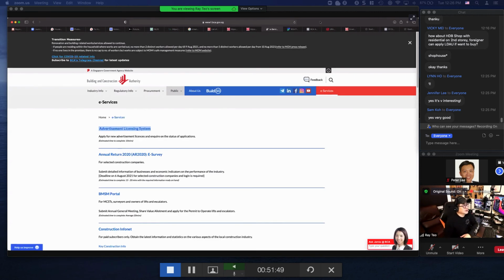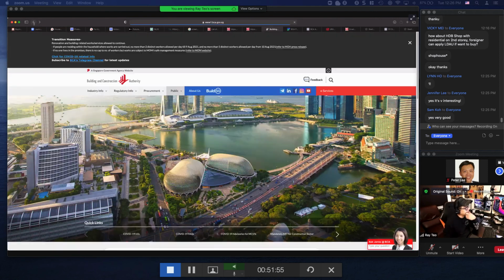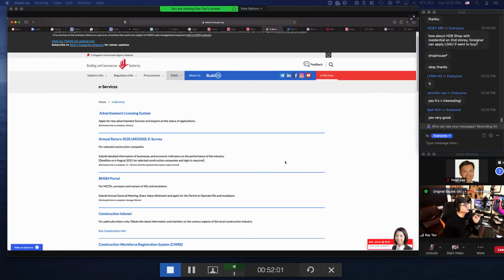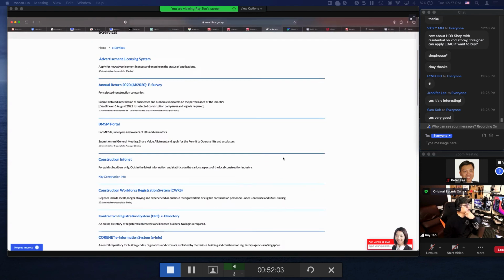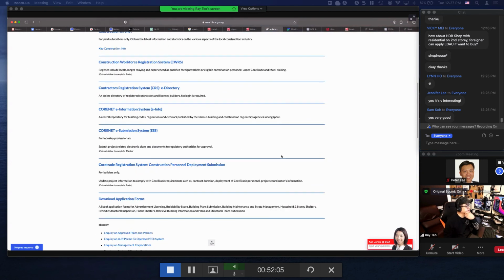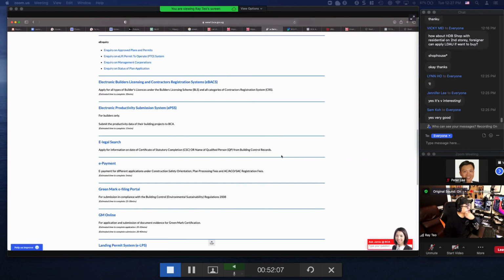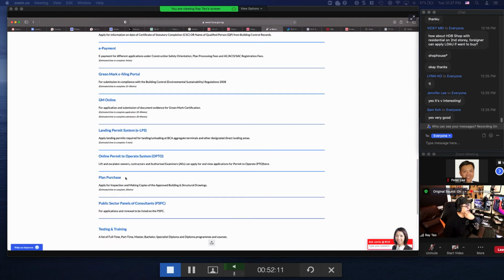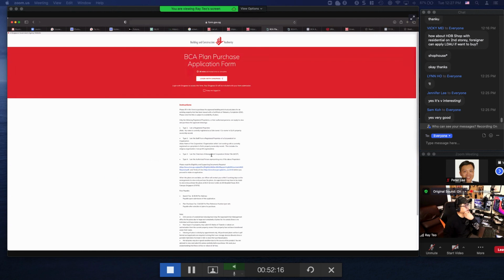Without looking at the notes, I'm going to share with you this. This is the BCA website. How do you get here? You go to the BCA website and click on e-service. Once you click on e-service, there are two things you can do. I'll tell you the more important one: plan purchase. You click on plan purchase and you must log in with SingPass.